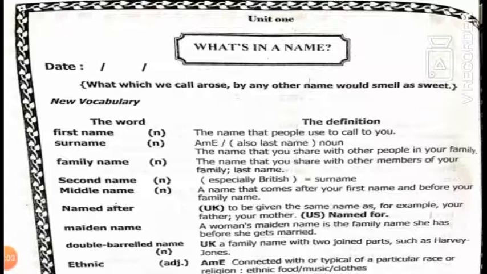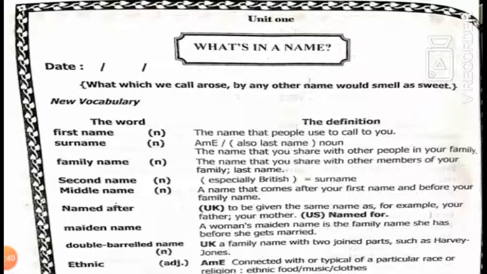Middle name. A woman's middle name is the family name she has before she gets married. So pay attention again. A woman's middle name is the family name. As we said before, family name means the name that you share with other people in your family. So it's the name that she shares with other people in her family, and the middle name the woman has before she gets married. Again, a middle name is the family name she has before she gets married.